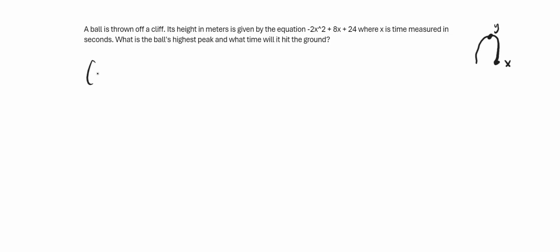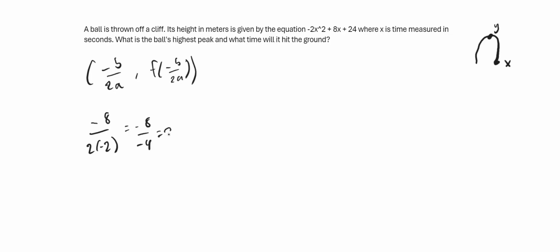So we have this formula where we know that the x value of negative b over 2a is equal to the x value of the vertex. And if we sub that right back into our equation, we will get the y value of our vertex. So let's first find the x value. We've got negative 8 over 2 times negative 2. So negative 8 over negative 4 equals 2. So it would reach its highest peak after about 2 seconds.